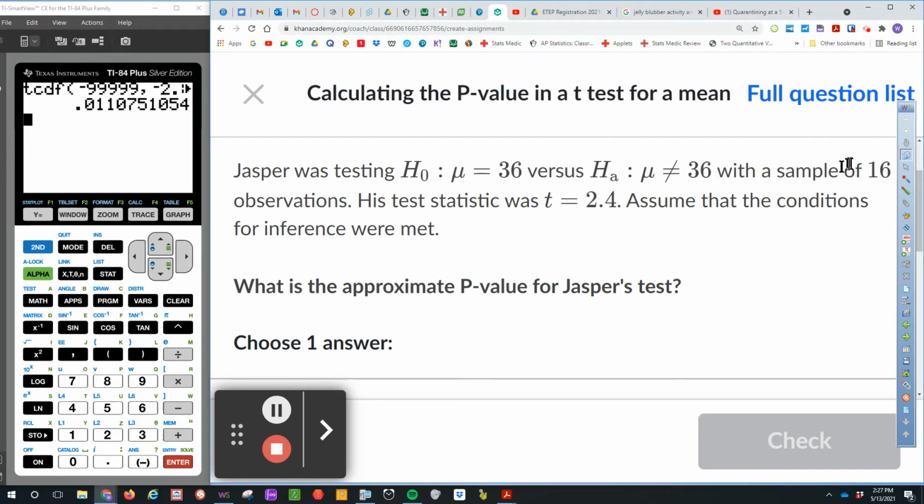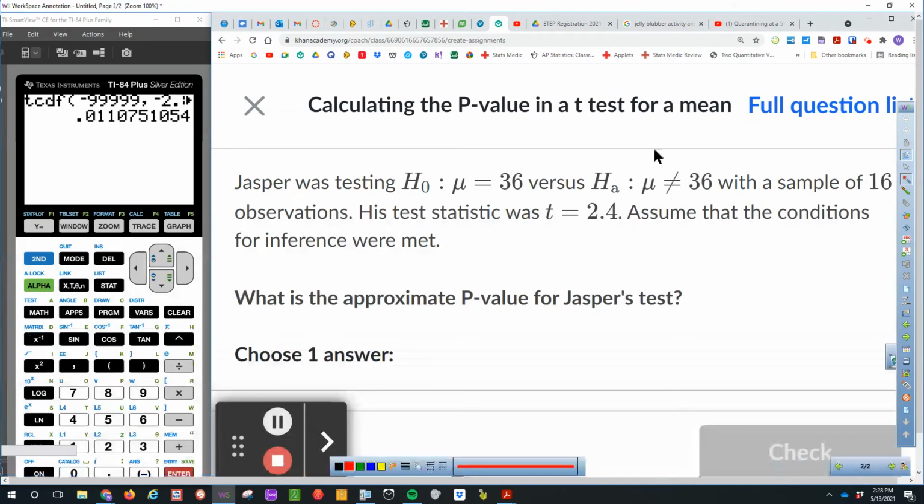Jasper was testing H naught, the null hypothesis mean equals 36, versus the alternate hypothesis mean is not equal to 36, with a sample of 16 observations. His test statistic was t equals 2.4.